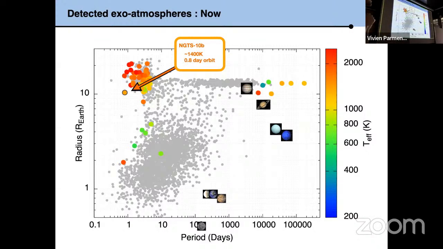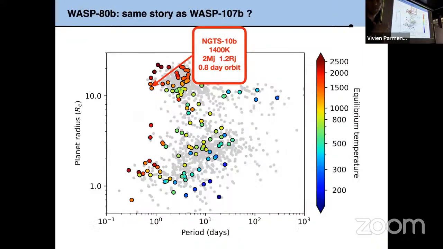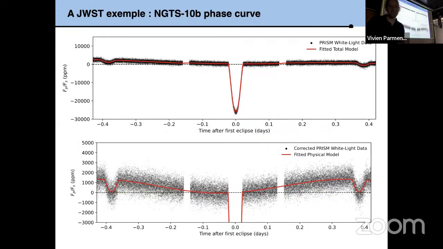We're up to a real, bona fide hot Jupiter, 1400 K, 0.8-day orbit. 2 Jupiter masses, 1.2 Jupiter radii. For this one, we chose it, the 0.8 days, because it was the only planet we could fit a full phase curve of in a small program in James Webb. Less than 25 hours. An 18-hour phase curve fits perfectly. And that's what we got.